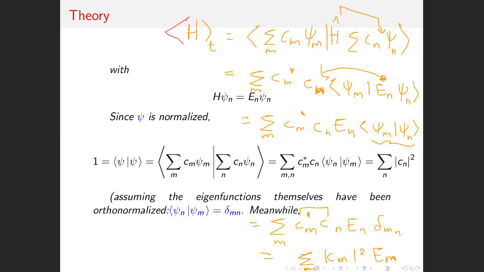Before I erase everything, let me just summarize. Is everyone happy that we've just shown that the expectation of the Hamiltonian is going to be given by the sum of the mod squared of C_m times E_m, this part here?